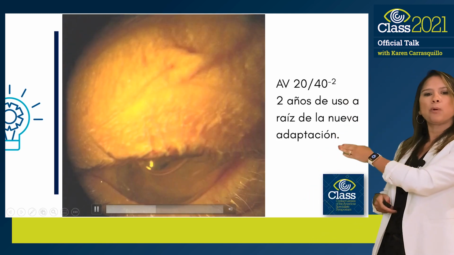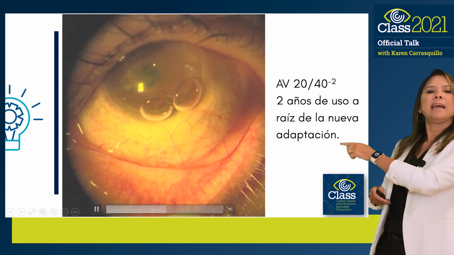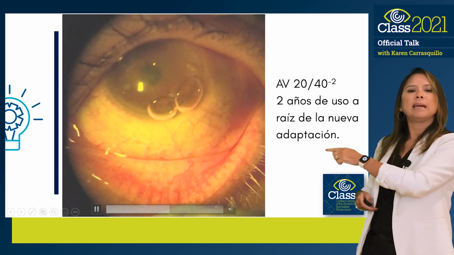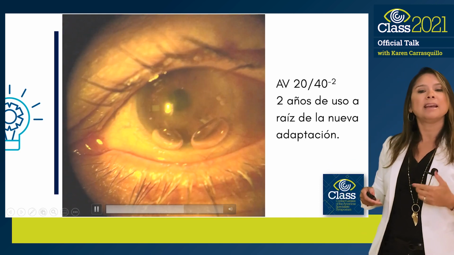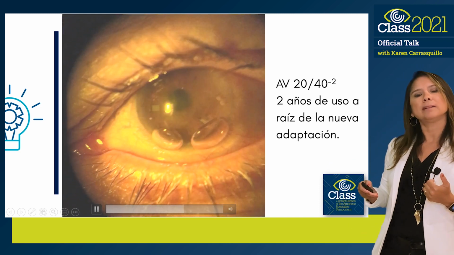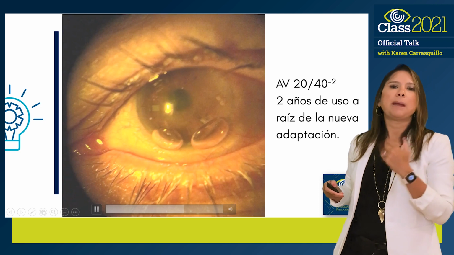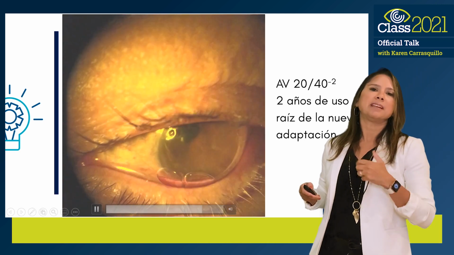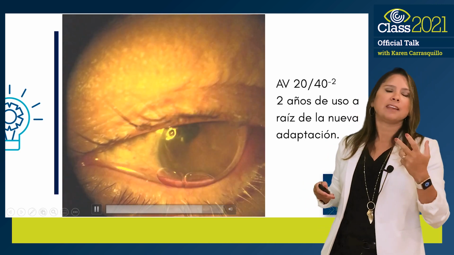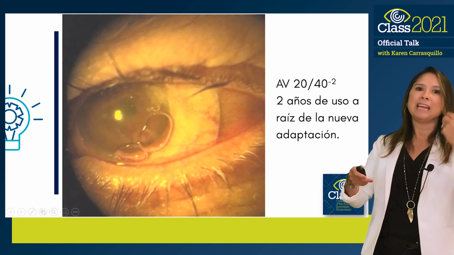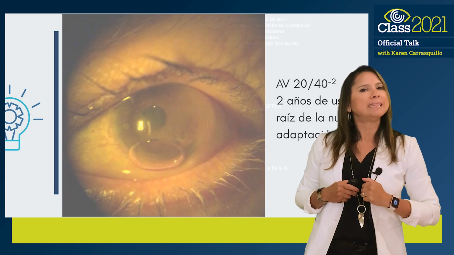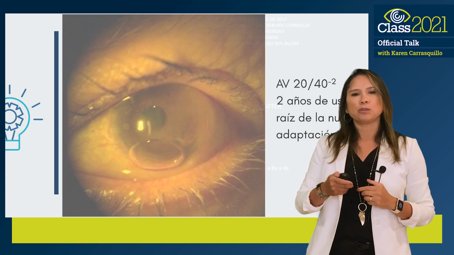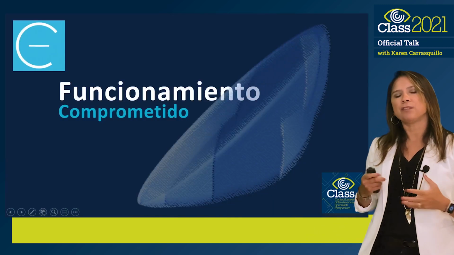And notice how in the video we can see that the bubble stays on the edge and on the periphery, where it does not affect vision, and the patient can see 20/40. And it has already been 2 years since this adaptation, and the patient can wear the lenses for 10 to 12 hours, pushing the limit of what we can do a little bit. Now keep this in mind when dealing with fragile and compromised corneas, as in these cases.